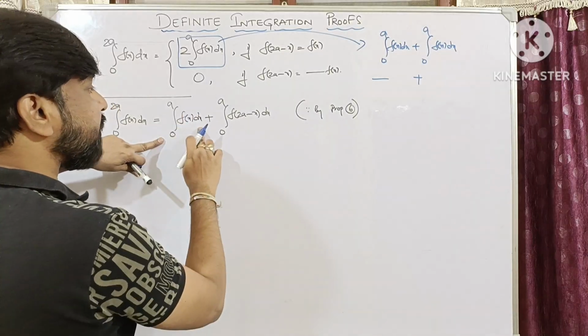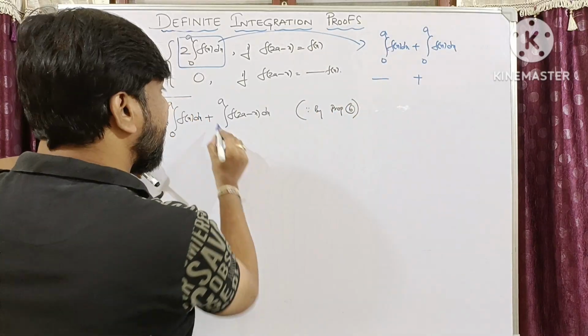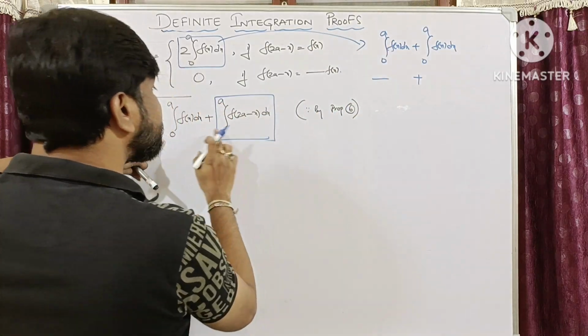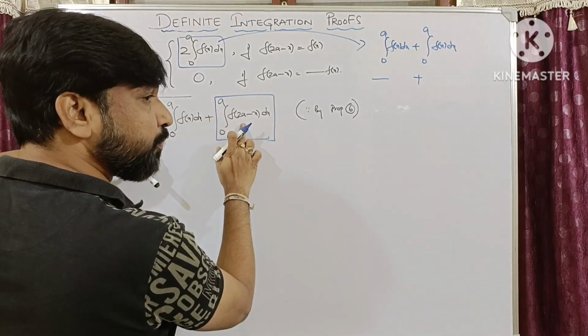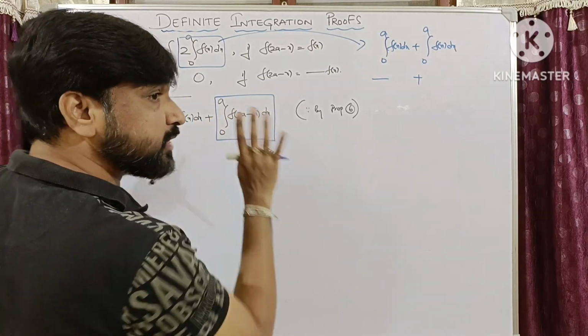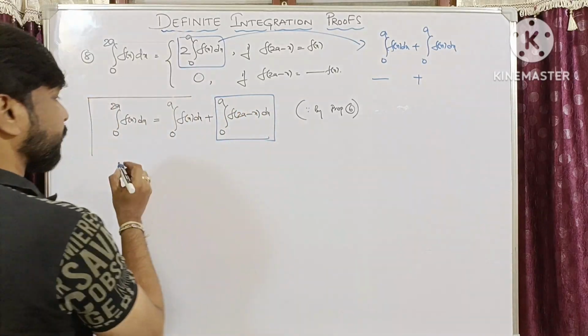One is integral 0 to a f of x dx, that is completed. And for the second part, if you prove 0 to a f of x dx, same as this, 2 times. If you prove minus of the same thing, it means 0. Clear? So very clearly we can read this.